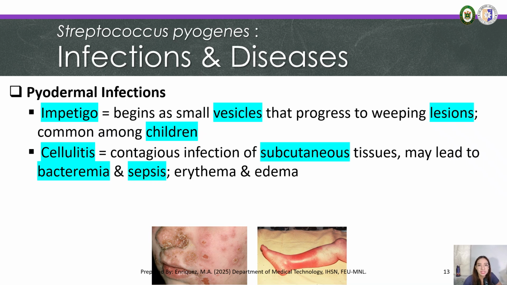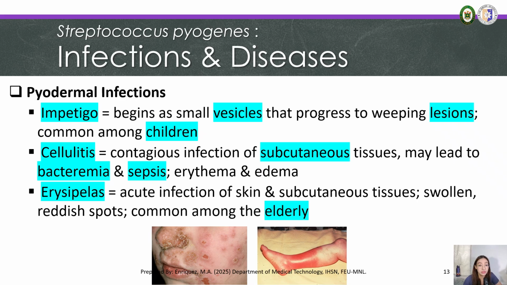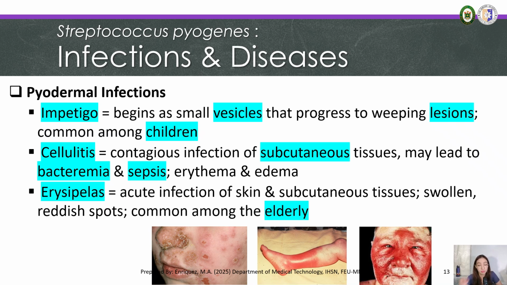All right. Up next is, ayan po, erysipelas. So erysipelas, this is an acute infection of the skin and subcutaneous tissues where there is swollen and reddish spots or areas with irregular borders, as we can see right here in this photo. And this one is very common among elderly. All right. So again, erysipelas.